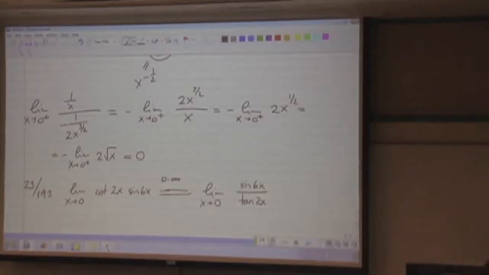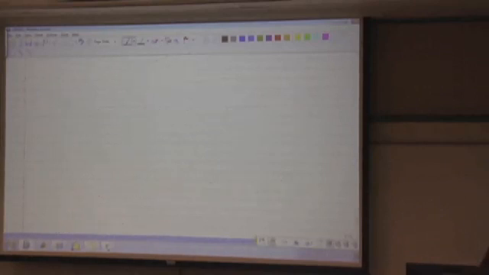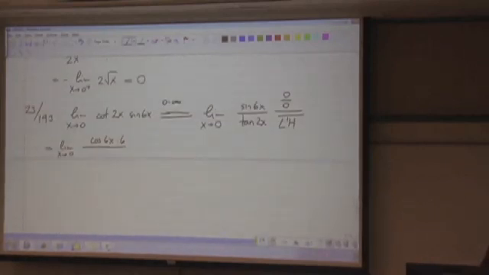That's the game plan. It's 0 times infinity. We want to get it to 0 times 0, or infinity times 0 over 0, or infinity over infinity. What situation are we in? 0 over 0. Since it's 0 over 0, we can apply L'Hopital's rule. What do we get on the top? Cosine of 6x times 6. What do we get on the bottom? Secant squared of 2x times 2.